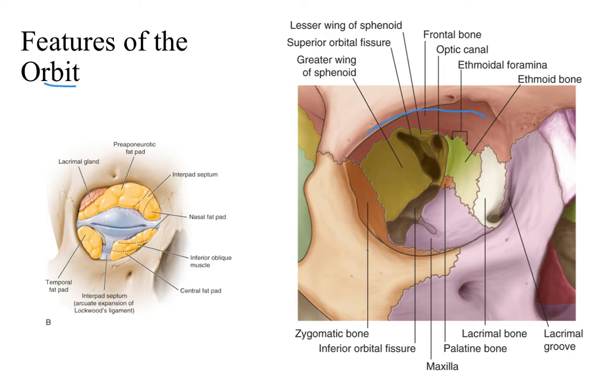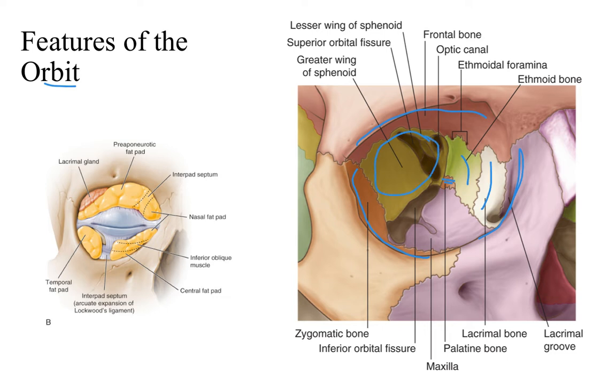You have the frontal bone forming the superior border, the zygomatic bone forming the lateral and inferior border, the maxilla also forming part of the inferior border, extending to the posterior portion, as well as the medial border. The lacrimal bone forming the medial border, ethmoid bone contributing to the medial border, the palatine bone contributing to the medial border, and the sphenoid bone contributing to the posterior border.